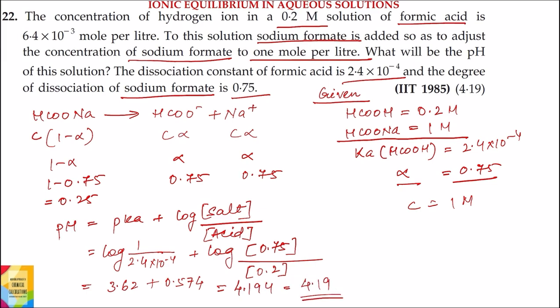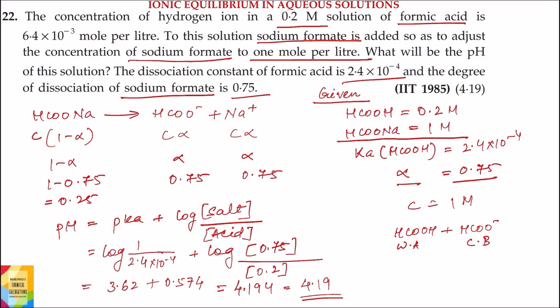This buffer solution, that is a combination of formic acid and sodium formate, is an acidic buffer. HCOOH is the weak acid and HCOO minus ion is the conjugate base. So weak acid and conjugate base, or the salt of a weak acid with a strong base. So this combination, that is a weak acid and its conjugate base, forms an acidic buffer.